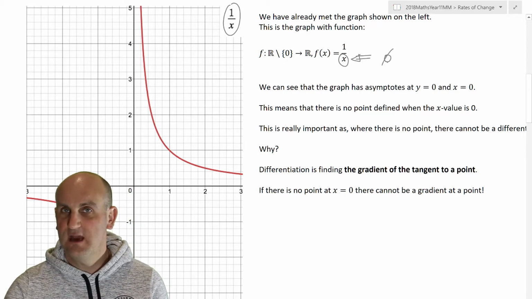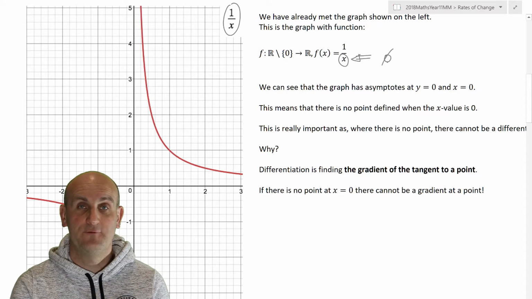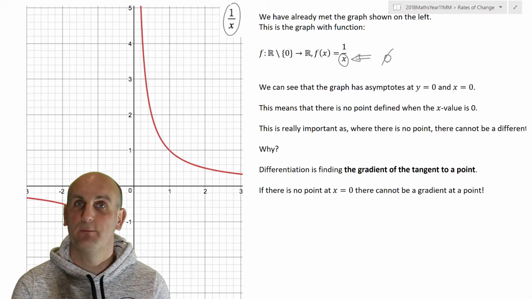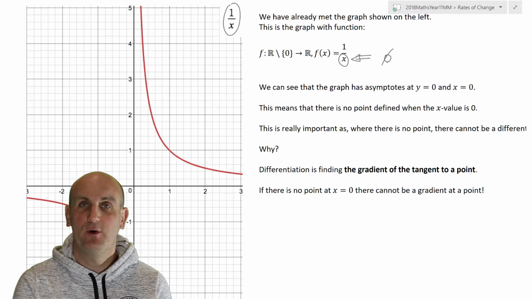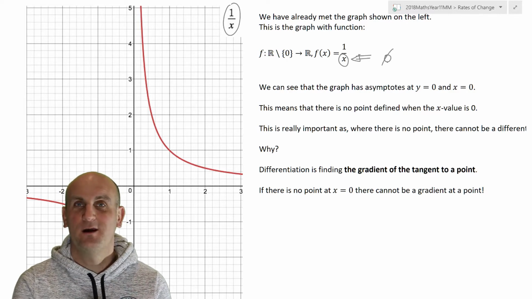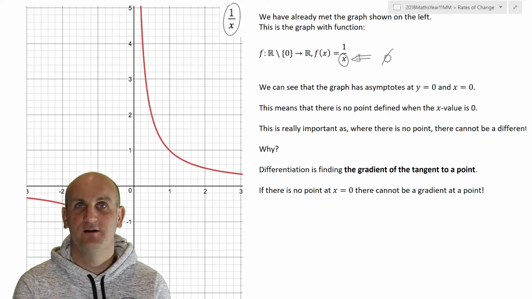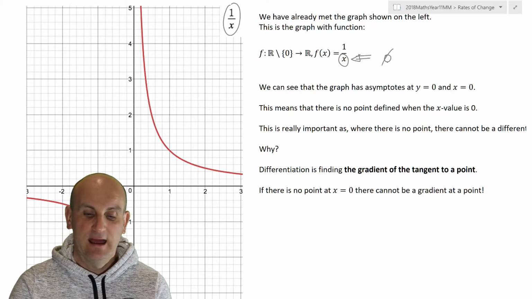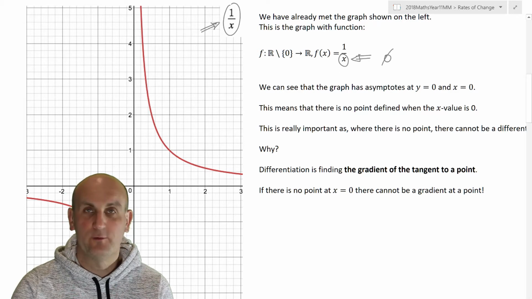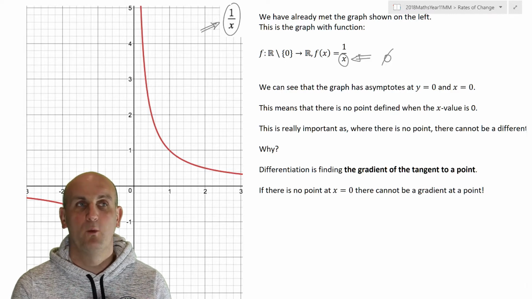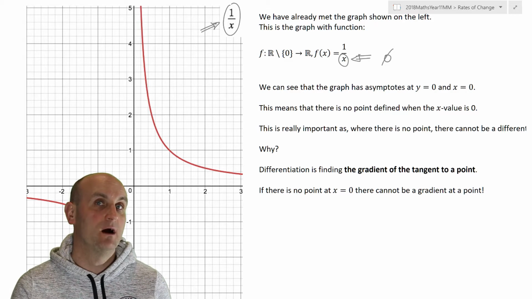So that would suggest, bearing in mind we are differentiating to find the gradient of the tangent to a point, if there is a point that doesn't exist, then we can't differentiate at that point. We can differentiate at all other points, but we can't differentiate at that point. And actually, that's where we're going with this lesson: the idea that 1 over x can be turned into a negative power. But while we can differentiate it, we need to be aware that there are certain points in that graph that cannot be differentiated.